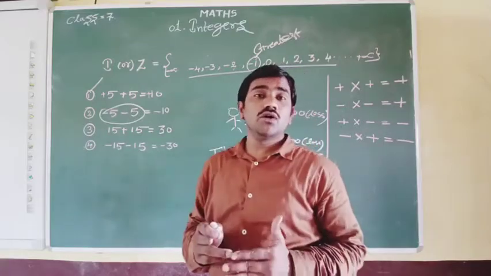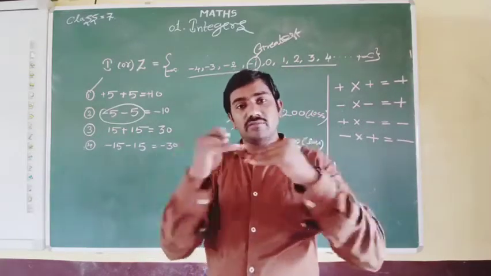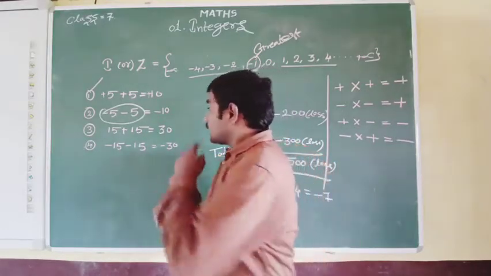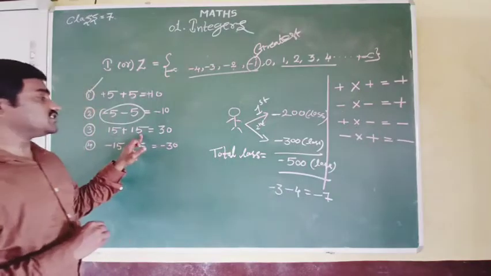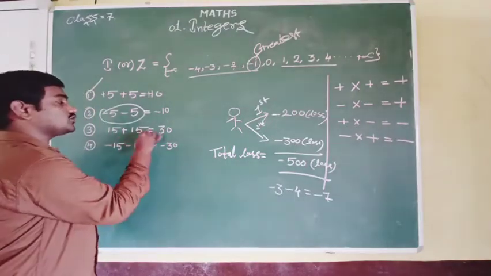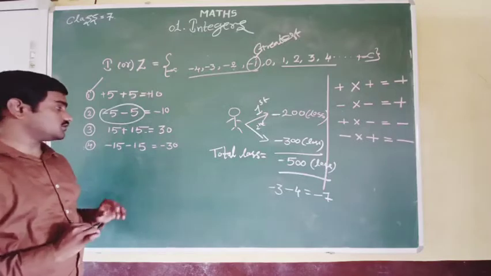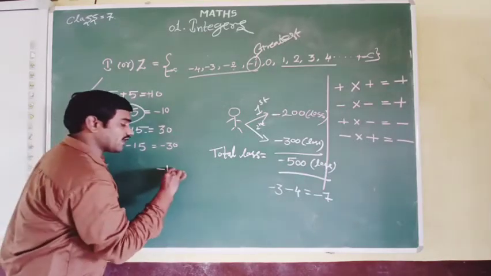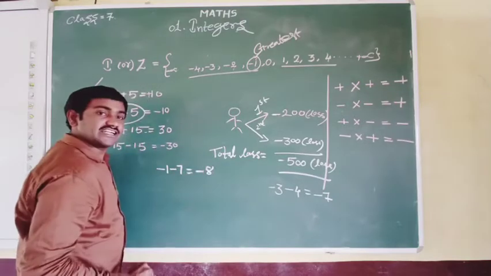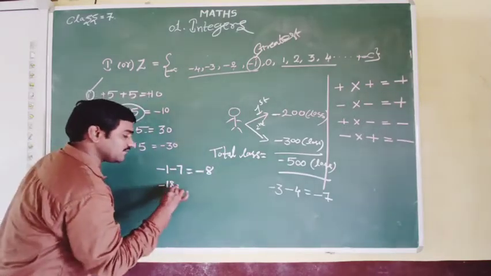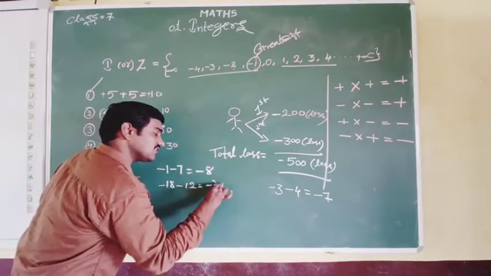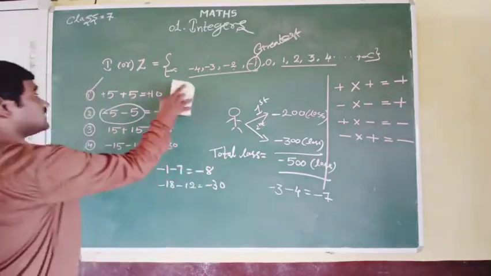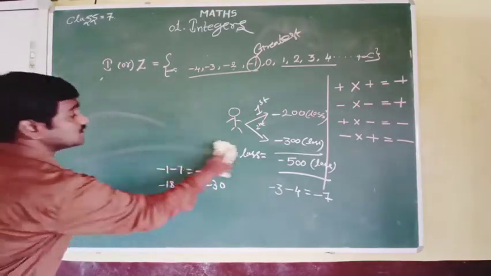These kinds of problems, normally you have to imagine on a number line. Then here, plus 15 and plus 15 is plus 30. That means the sum of two positive numbers is a positive number. The sum of two negative numbers is also a negative number. Suppose minus 1 and minus 7 give us minus 8. Minus 18, minus 12 is minus 30. So here you have to understand the four concepts.